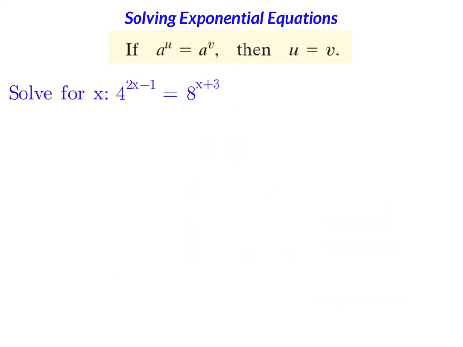Here's my second example. 4 to the 2x minus 1 is equal to 8 to the x plus 3. First thing I realize is that I can't transform 8 into the base of 4 and vice versa. So I have to find a new base that's not 4 or 8.